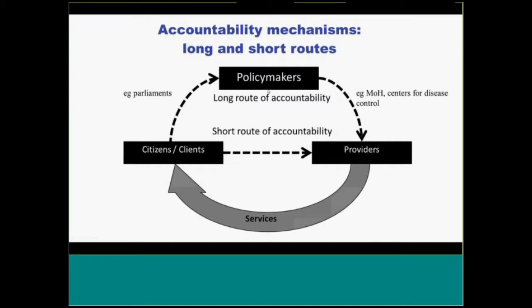Accountability, of course, has both short and long routes. The short route is between service providers and local communities and clients. For example, primary healthcare services to local services or specialist hospitals to local communities. The long route is through, for example, parliaments and the number of institutions that improve the population's health, such as ministries of health and centres for disease control. There are many other examples.